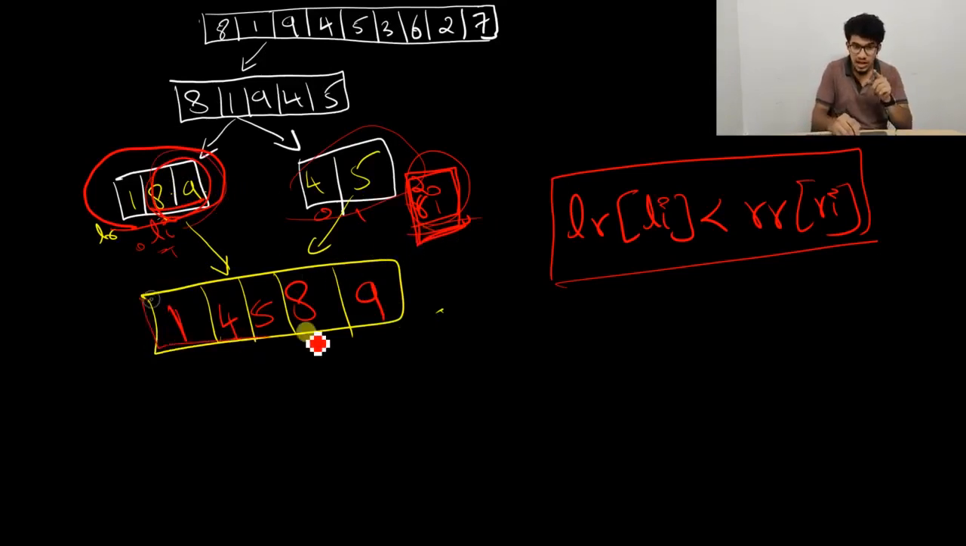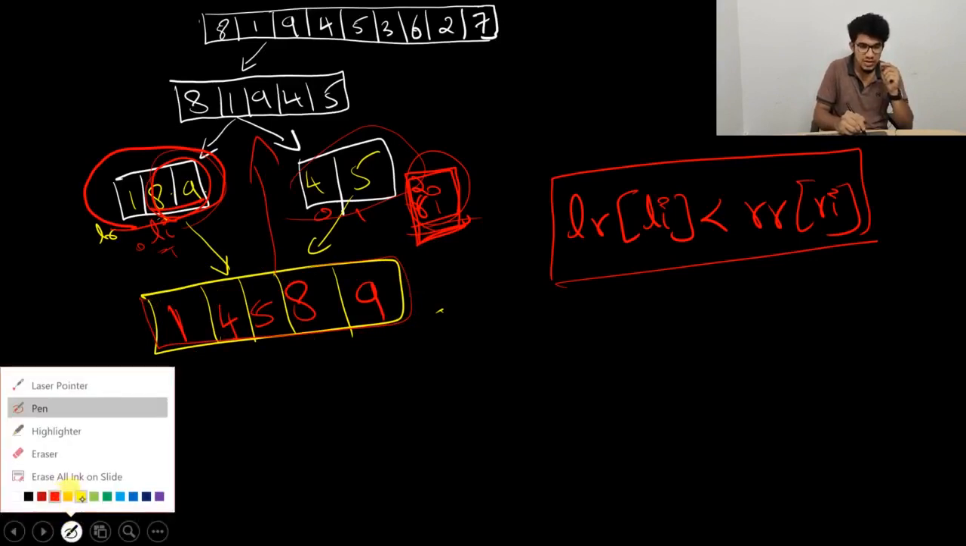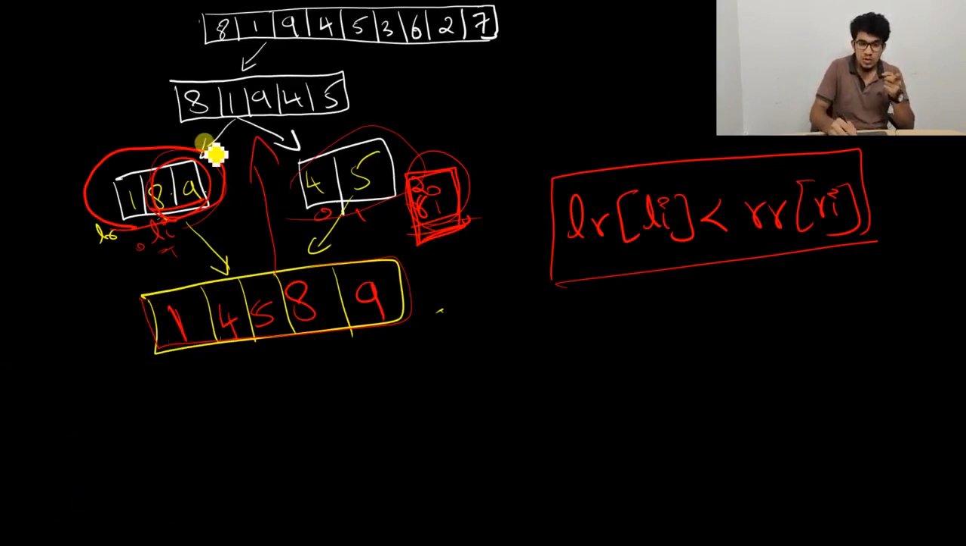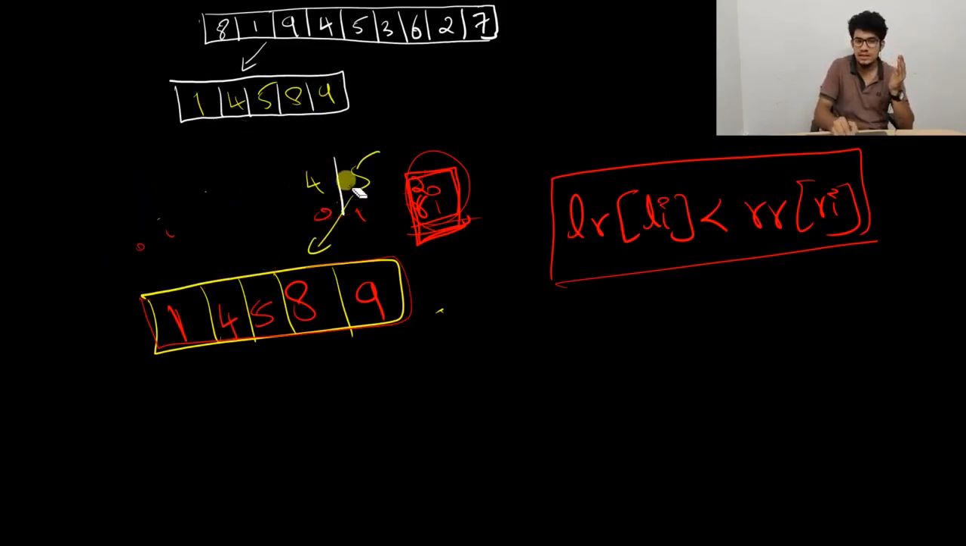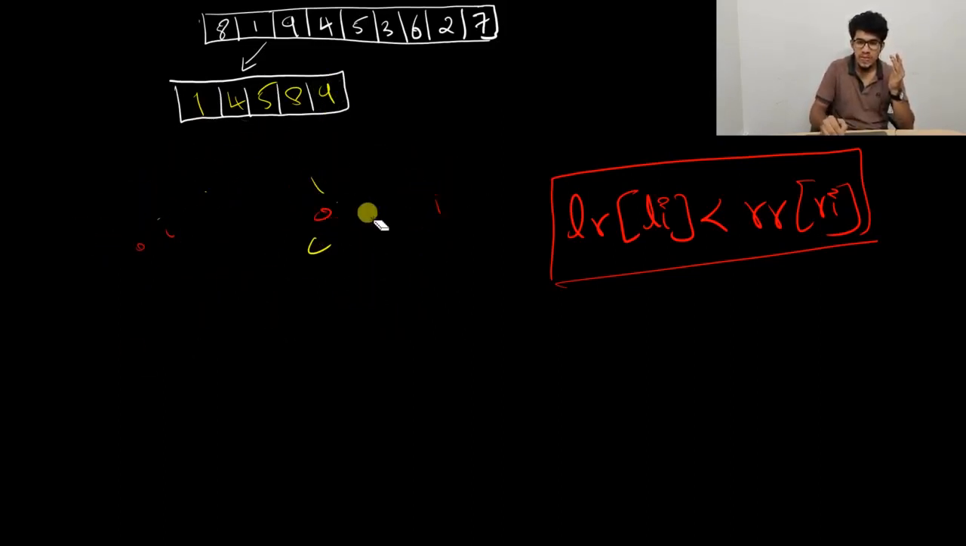Once you got your answer in the yellow color, return your answer back. You have to give your answer back. So 81945 becomes 14589. Don't you think this is in sorted order? Yes. So simple it is. My sort is simple now. Okay, let this be there.